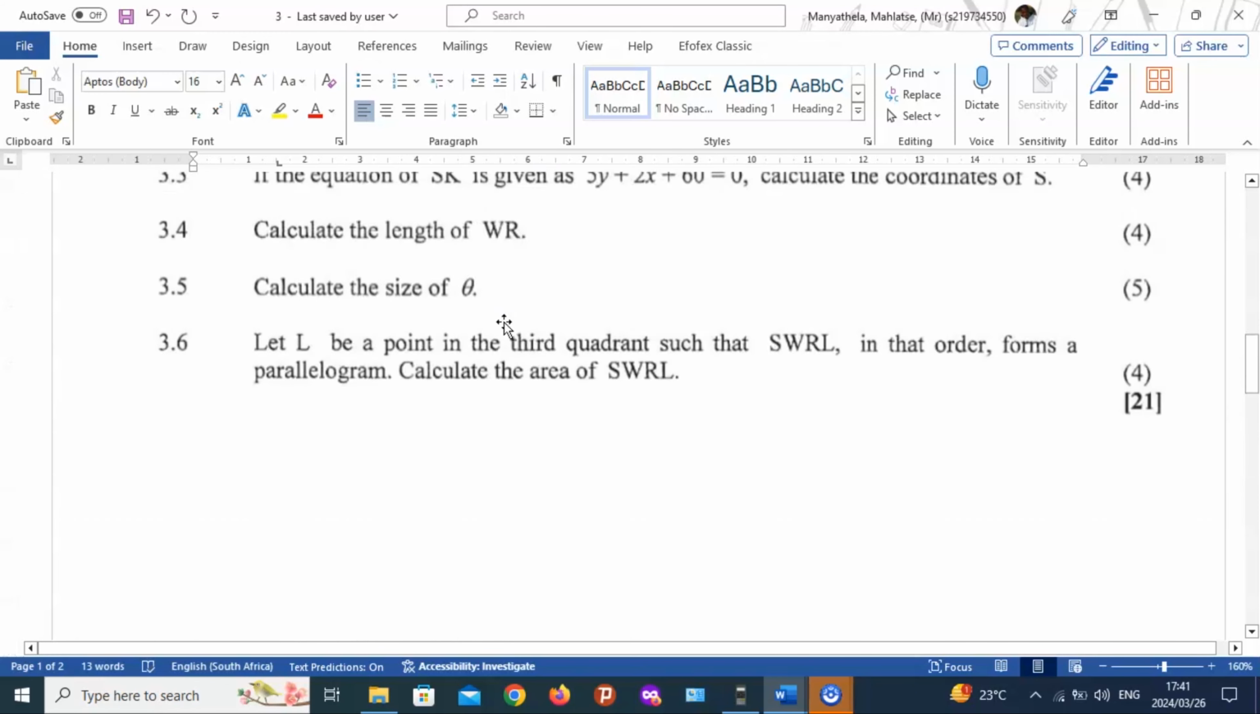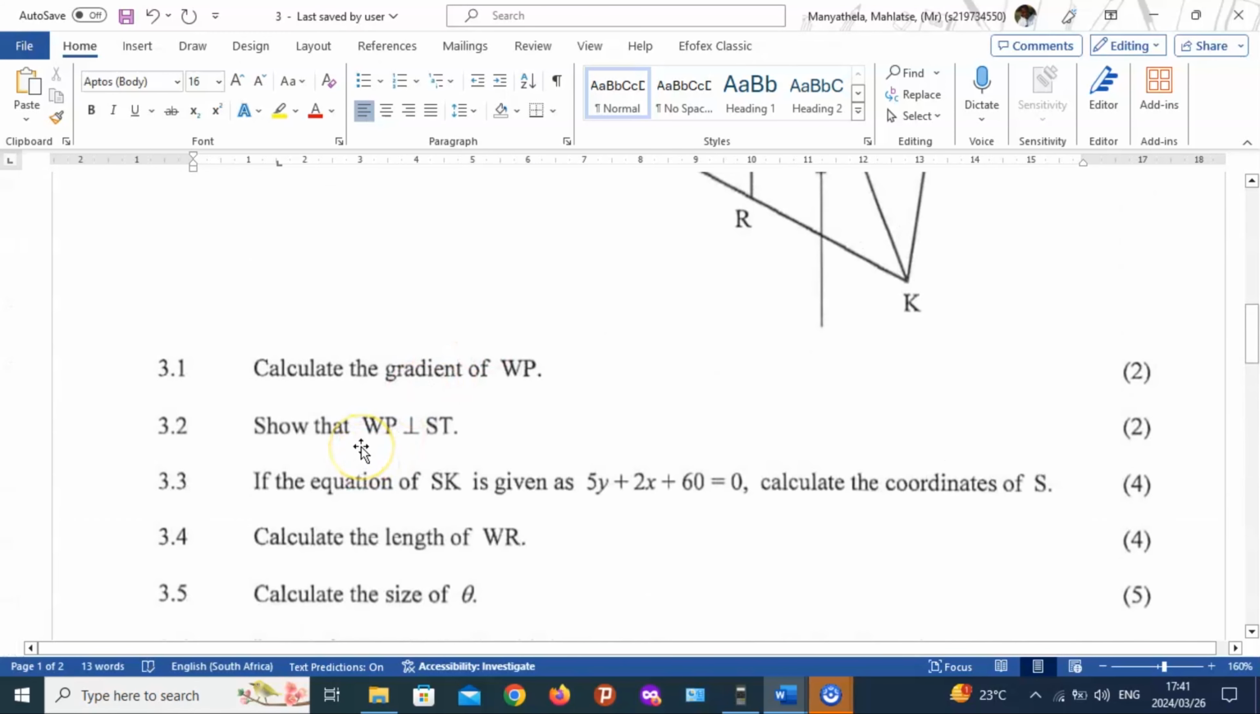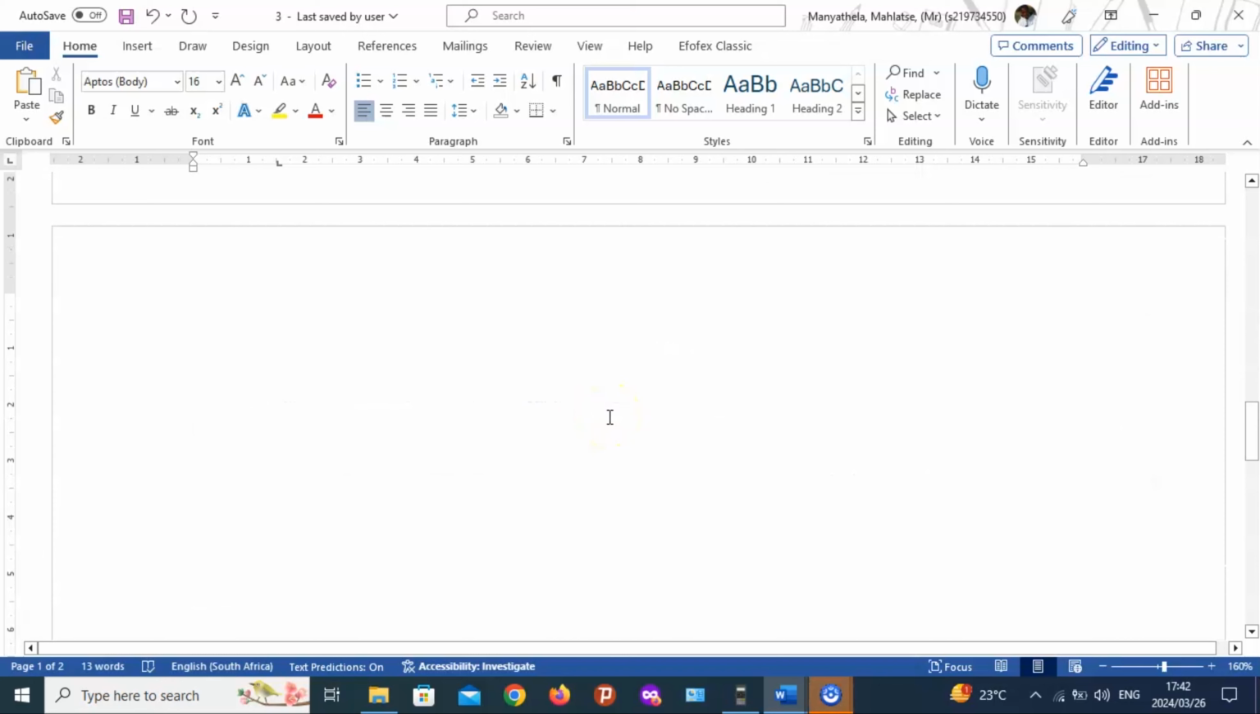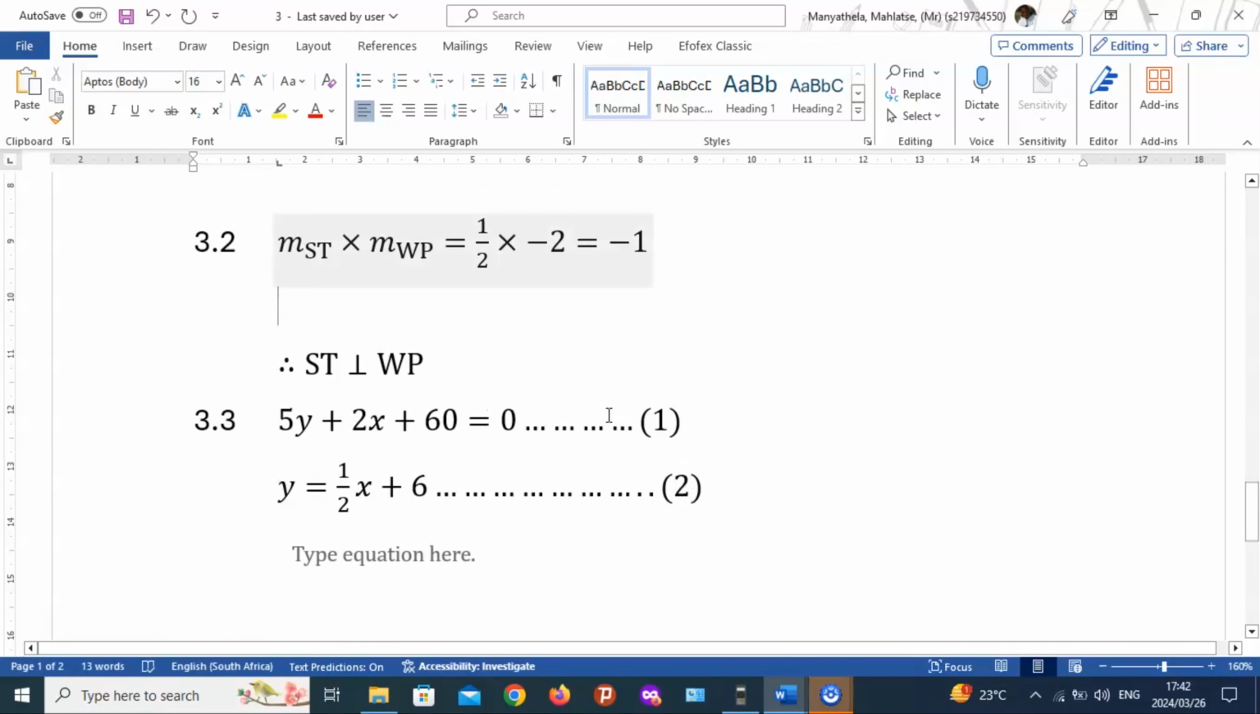If the equation of SK is given as 5y plus 2x plus 60 equal to 0, calculate the coordinates of S. So we have the equation of SK, we have the equation of ST. The equation of ST is y equals 1 over 2x plus 6. The equation of SK is 5y plus 2x plus 60.